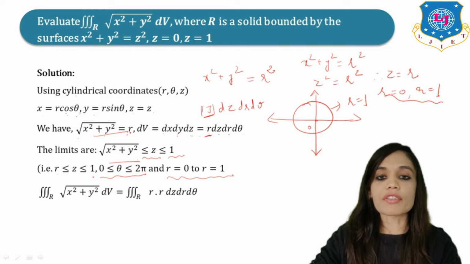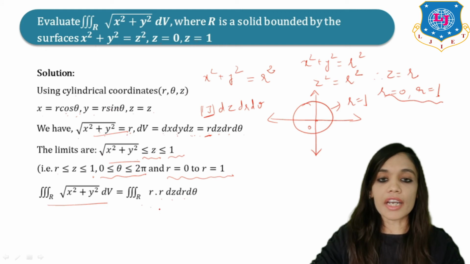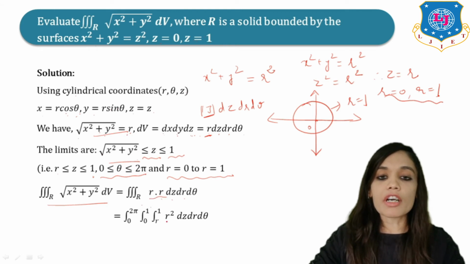Okay, so now let us put the limits, and this, that is square root of x square plus y square, is equal to r. So your triple integral will become triple integral over r. This will become your r, and dx, dy, dz will be equal to what? R, dz, dr, d theta, right? Now this will become r square, and put your limits. So they are 0 to 2 pi, 0 to 1, r to 1.